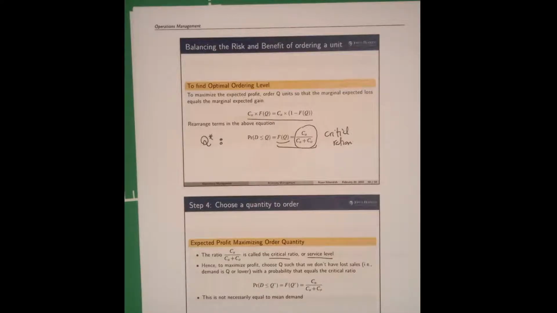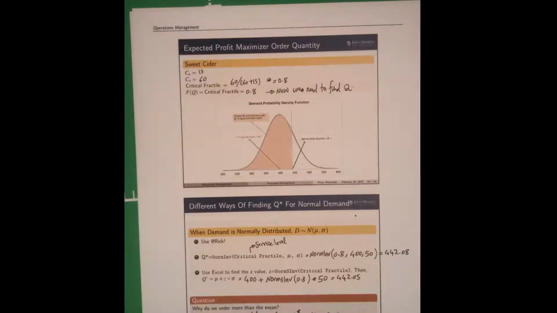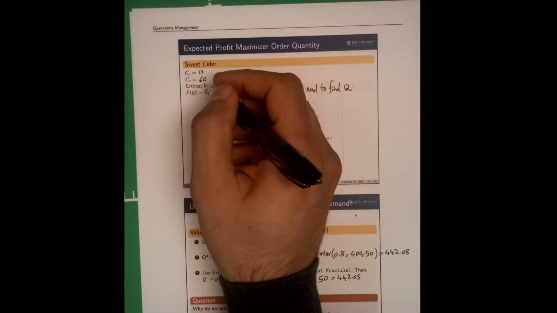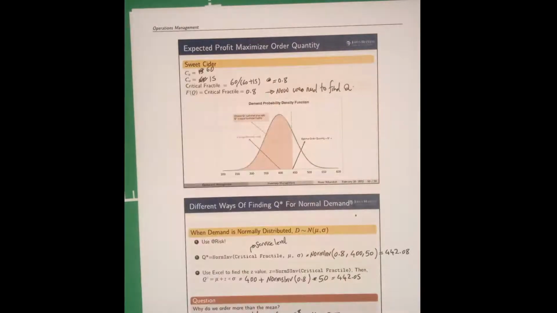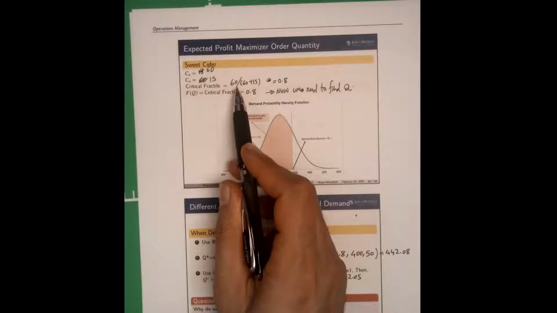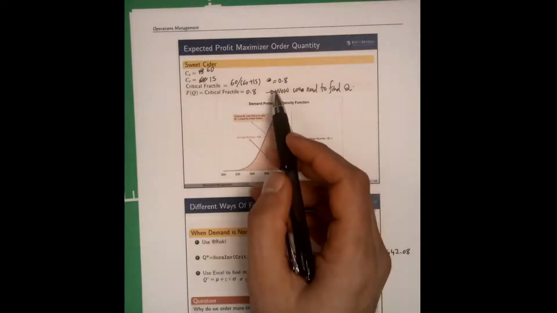Let's do a little bit of a calculation, and I'm going to explain why it's called service level. Let's go to the problem that we have. Cost of underage, let me make sure, is 60. That needs to be fixed. 60. Cost of overage is 15. My critical ratio is going to be Cu over Cu plus Co, that is 60 divided by 60 plus 15. That's going to get me to 80%.